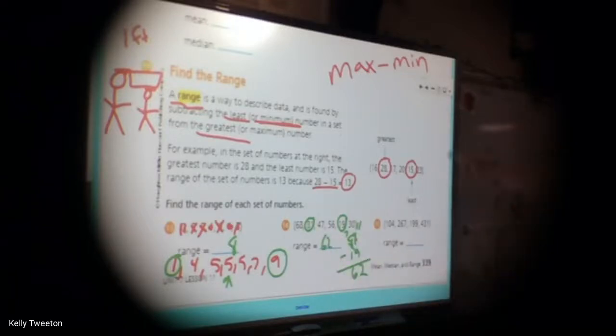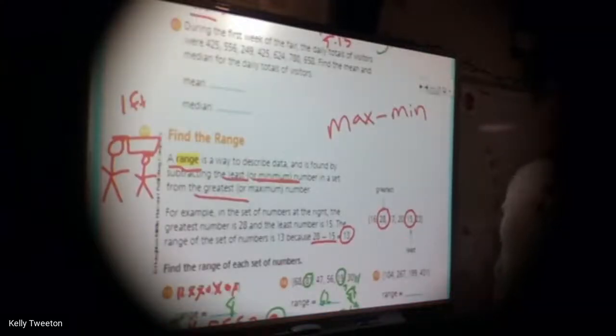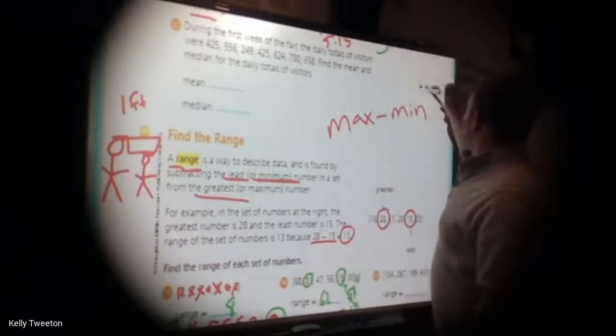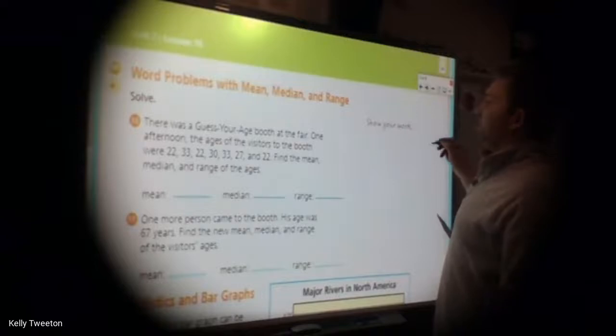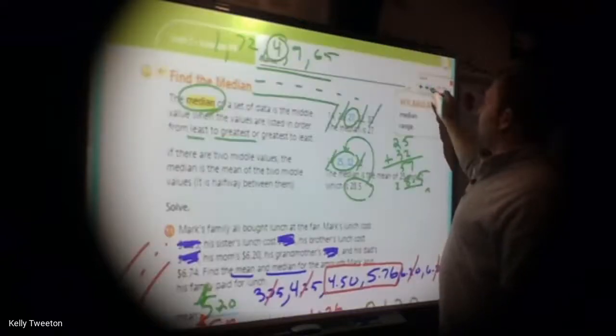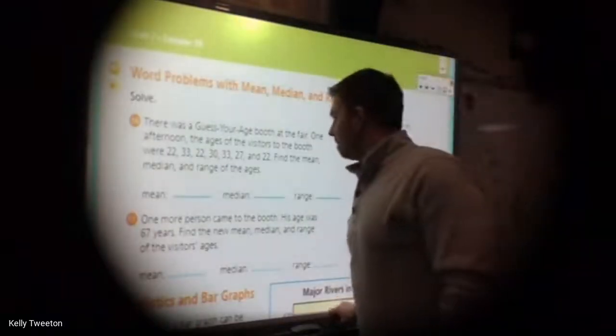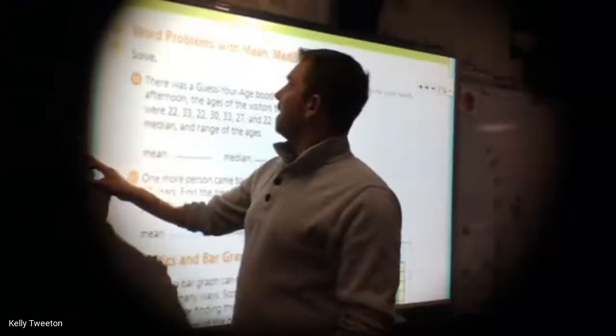Okay, let's go ahead and move on to the next page. Maybe it will let me. There it is, right? Make sure I have it right. There we go.